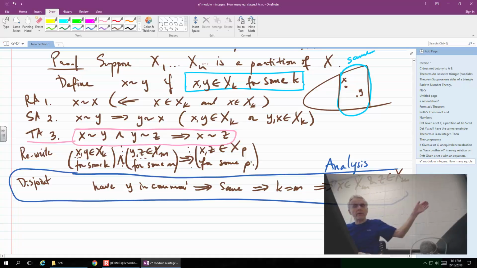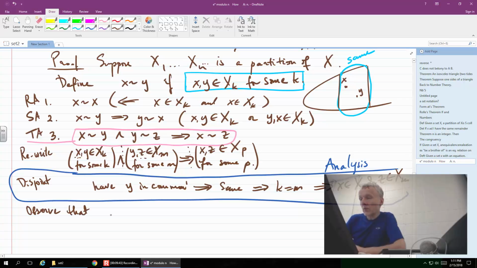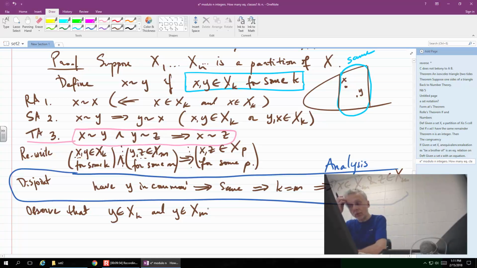So now the analysis right there in the box, not part of the proof once again. At this time what I do is I observe that y is actually a common element of X sub k and X sub m. So let's write it up. Observe that y belongs to X sub k and y belongs to X sub m. You can see that in these two statements over there. In particular, we say that y belongs to X sub k, and in the second one we say y belongs to X sub m.